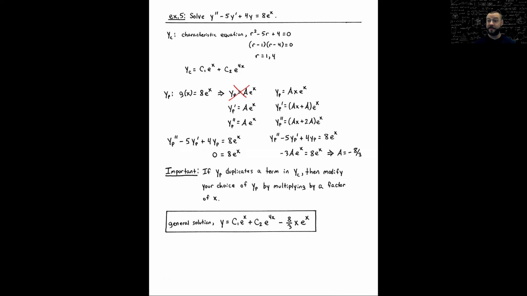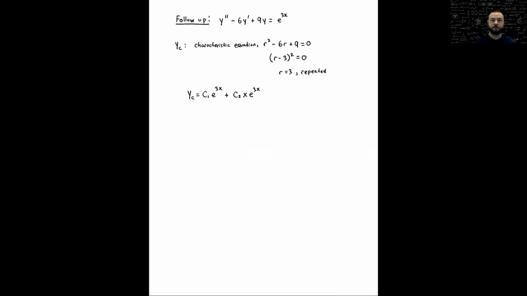All right, now that you have done that, let's get to a follow-up. All right, and the follow-up here, I want to point out kind of the extreme case of when your choice for yp might need to be modified several times.